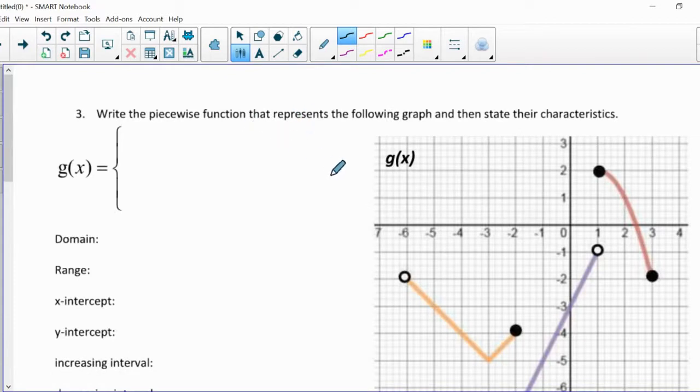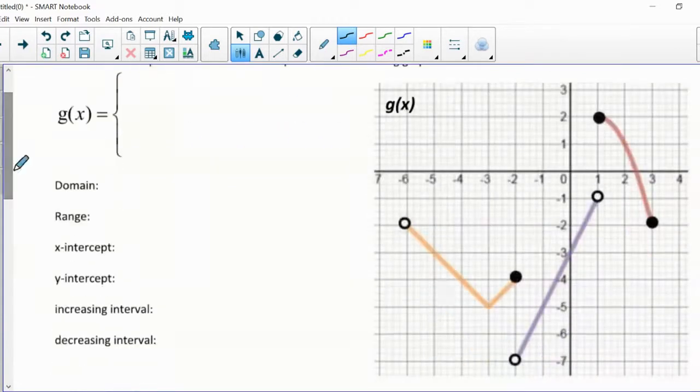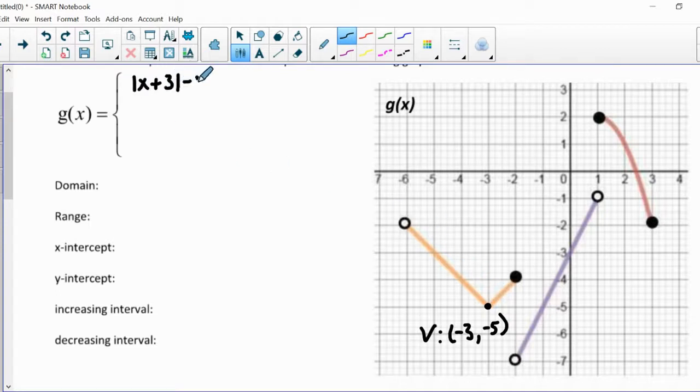Problem 3 on piecewise. Write a piecewise function that represents the following graph. So I have 3 parts to this. So g of x is an absolute value graph that has a vertex of -3, -5, and it looks like the increase rate is 1. So I'm going to say absolute value of x plus 3 minus 5. That looks like it goes from x equals -6 all the way to -2, and the -2 is included.